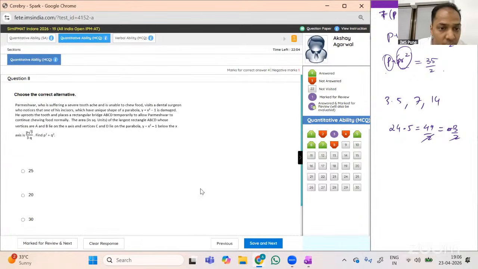Parmeshwar visited the dentist and noticed that one of his incisors, which has a unique shape of parabola, y is equal to x square minus 1, is damaged. He approves the tooth and places a rectangular bridge.